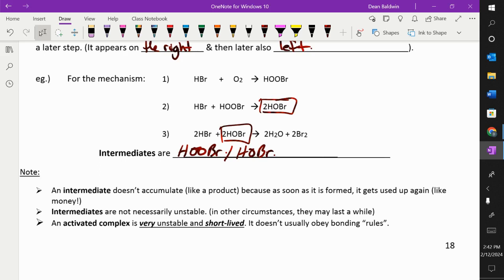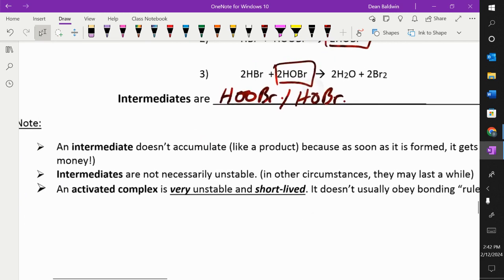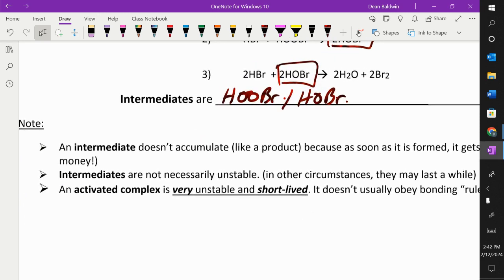Intermediates don't accumulate, okay? Because as soon as it's formed, it gets used up again. They're not unstable. They don't have to be unstable. Some will be, but not all are unstable. They get used up again because the reaction is going fast.